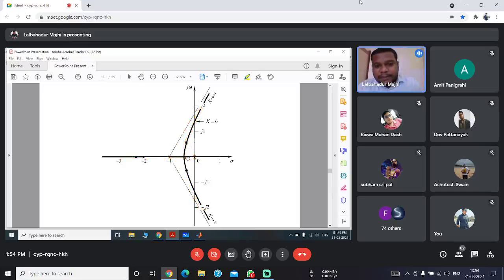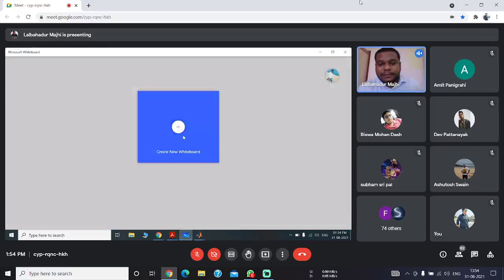So one branch from this pole 0 is following this asymptote and another branch is following this asymptote. It will follow up to infinity, and we have another asymptote at this 180 degree. Another root locus branch is originating from this minus 2 and it will go along this 180 degree line. So let's just redo it here.